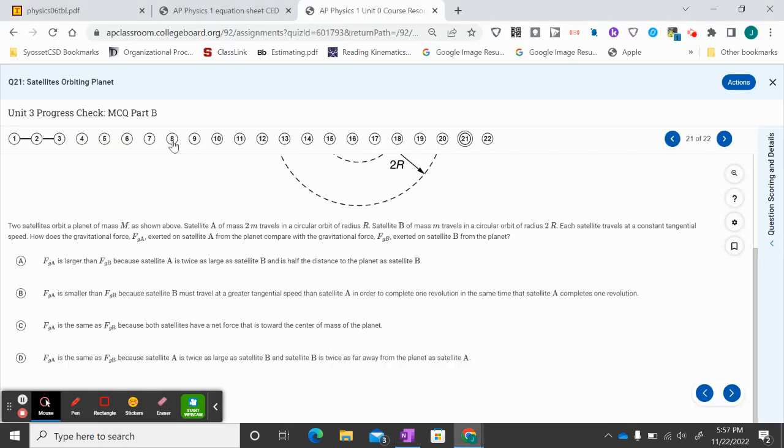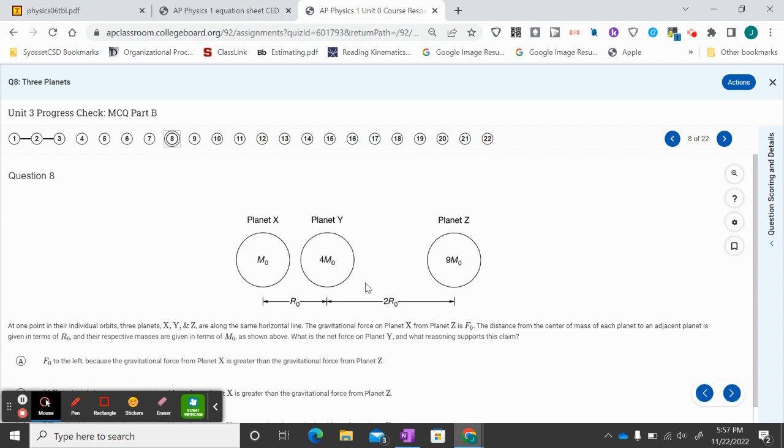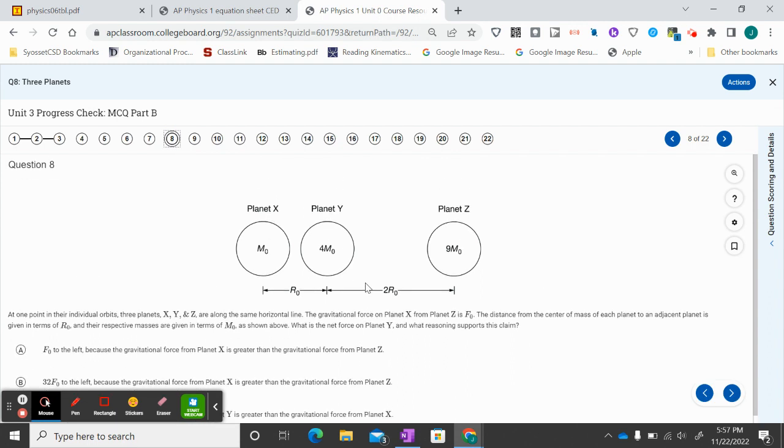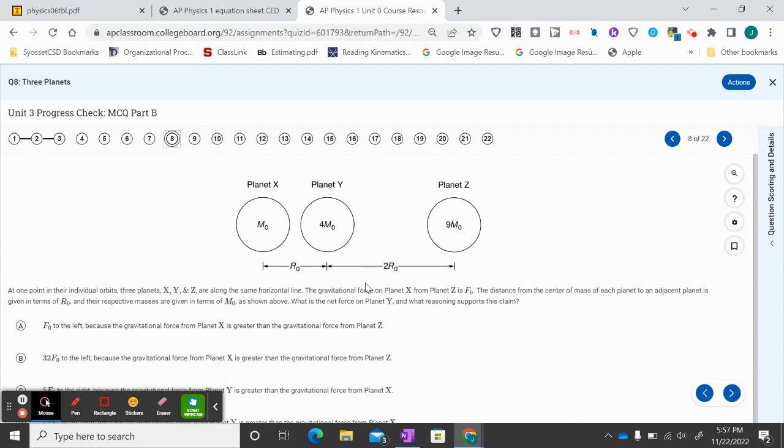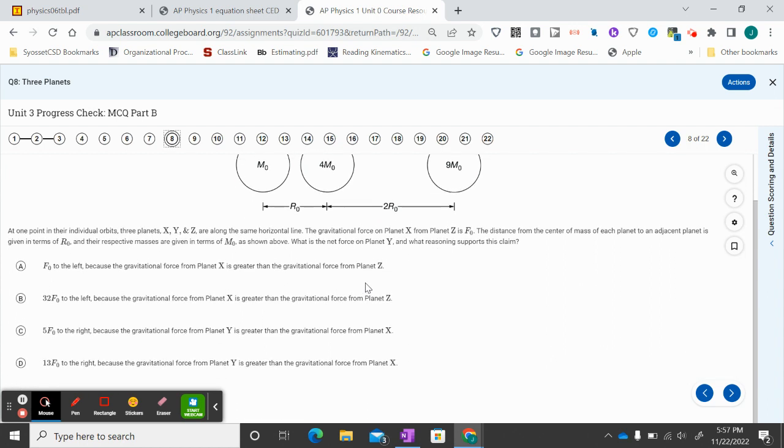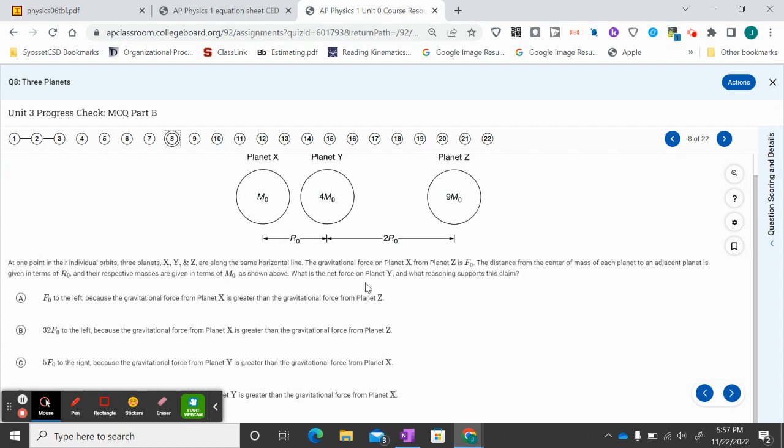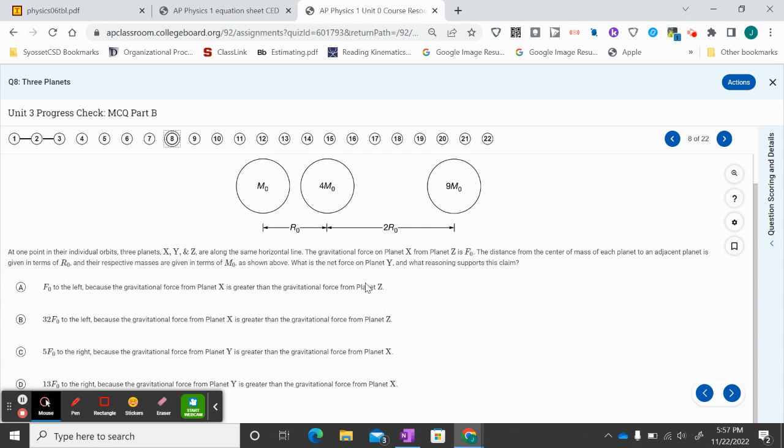So let's look at number 8. This is probably one of the hardest questions they could possibly ask on this topic. So give it a quick read. Drawing the question out could help, but this is probably the hardest question they could ask for this sort of topic.